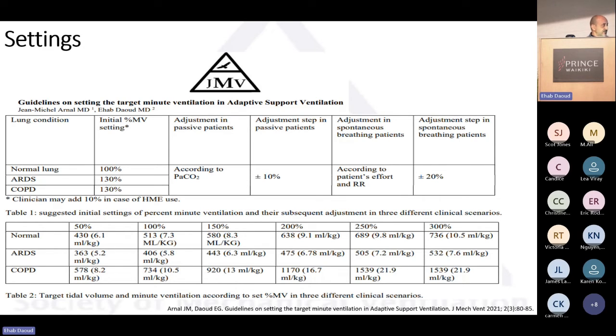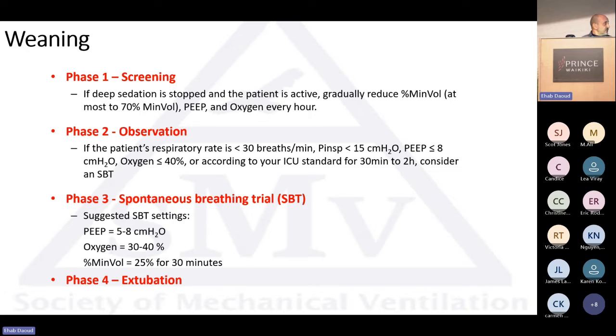So the bottom table here shows that in a normal lung, if you set it at 100%, you will get about 7.3 milliliters per kg, which is not bad. Usually now the recommendation is below 8. In ARDS patients, we are always worried about high tidal volume, but it actually delivered 5.8 milliliters per kg. In COPD, it actually delivered very high tidal volume. All right, I'm going to skip through this because it's really not that relevant.